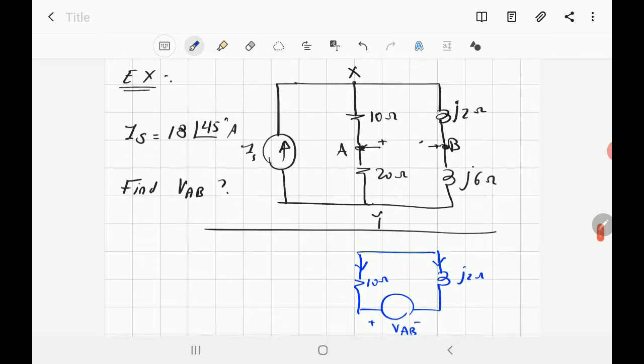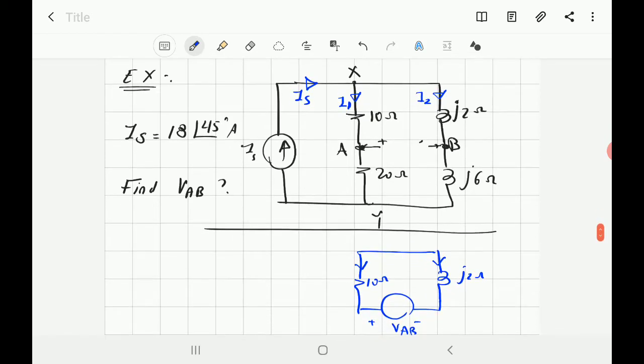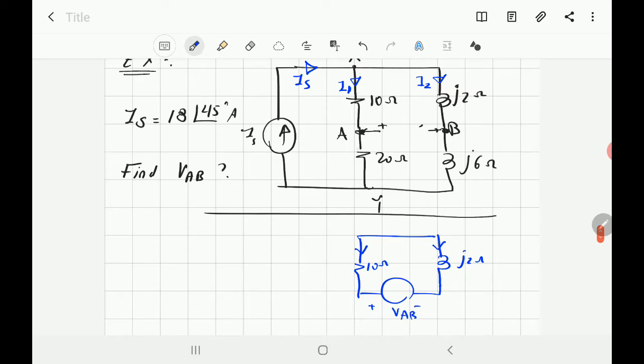So now, I start to figure out how I solve the problem. I should know how to find the current here. I call it I1, and in this branch I call it I2. IS is known. To find I1 and I2, it will be a piece of cake. Why? Because I'm going to use the rule of current division. To make it simple, you have this branch, 10 ohm and 20 ohm, which is like 30 ohm. So I can just make it simple like that.